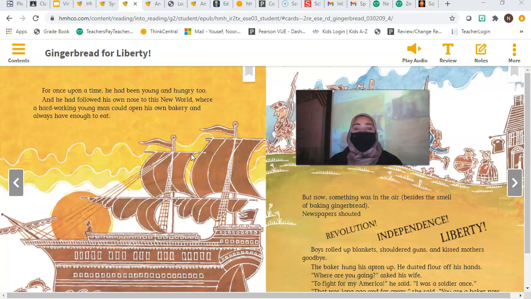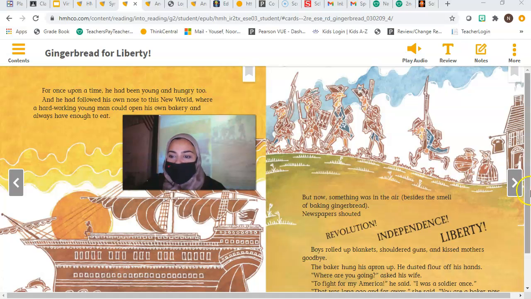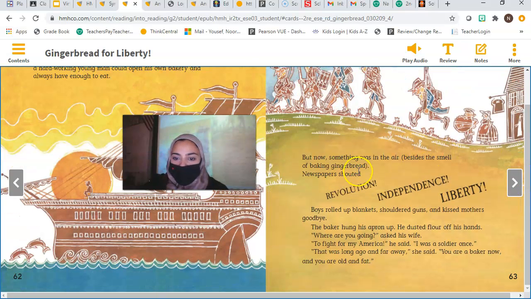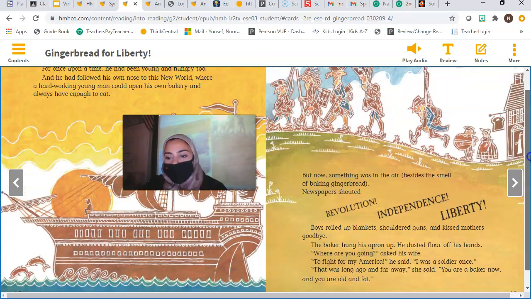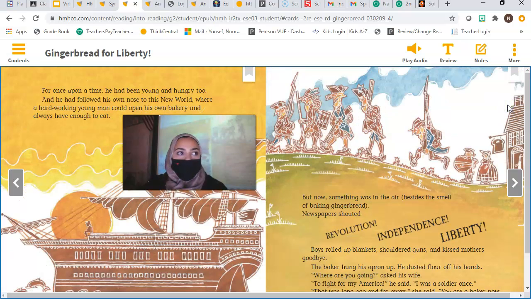So he had to work up. He worked hard to make enough money to work in a bakery, to buy the business and have his own business. But now something was in the air besides the smell of baking gingerbread. What was coming up? Why were they kissing their mothers goodbye? Why were the soldiers getting ready? What do soldiers get ready to do? Go to war. Very good.